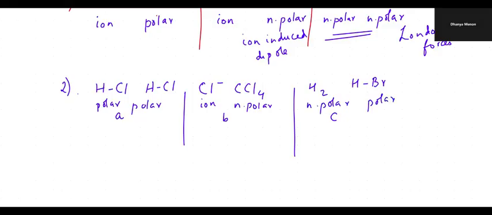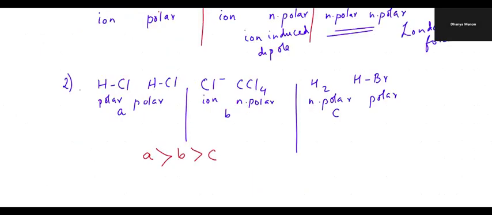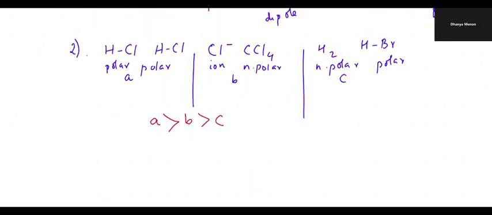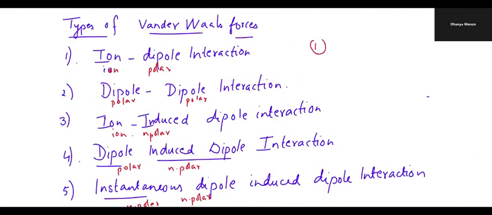So polar and polar is greater than ion and non-polar, which is the next one, and then non-polar and polar is the third one. Okay, if you look at the different types, you will see that this is the order. We already said that this is the strongest, this is the next one, this is the next one, this is the next one, and this is the least. Okay.